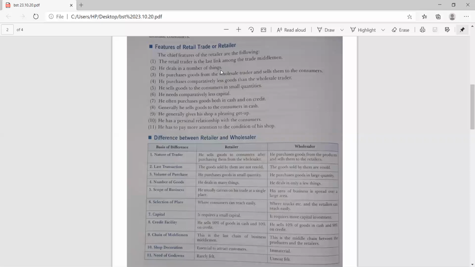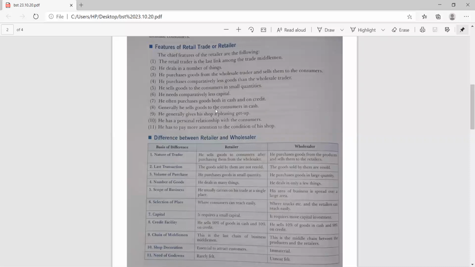So in this way, whoever the retailers of the business are, they provide a variety of goods to their consumers or customers. He purchases the goods from the wholesale trader and sells them to the customer. He purchases comparatively fewer goods than a wholesaler. No doubt the wholesalers purchase the goods in bulk from the producer, while the retailer purchases the goods in less quantity from the wholesaler. And he sells the goods to the consumer in small quantities. He needs comparatively less capital. He often purchases the goods both in cash and on credit.